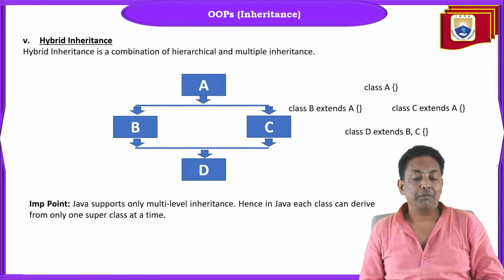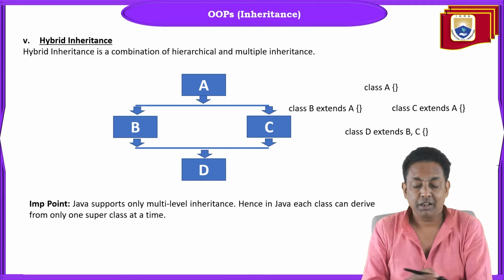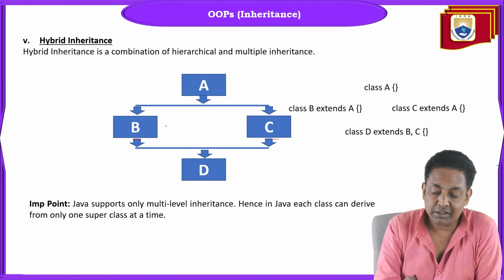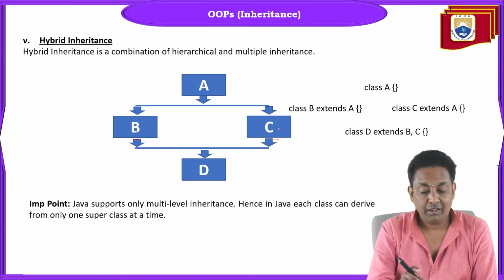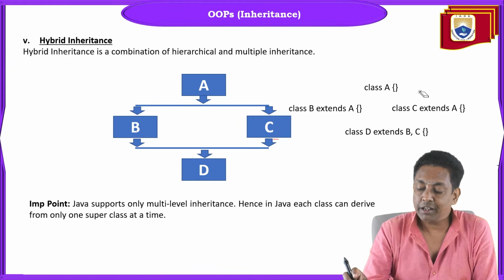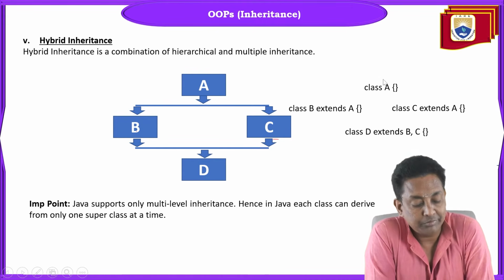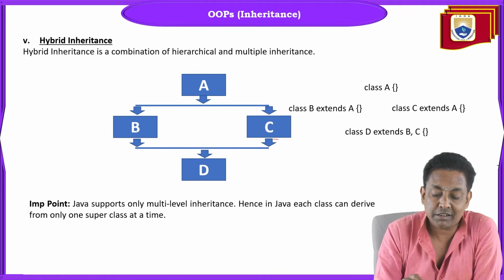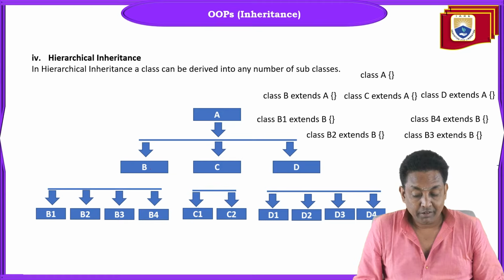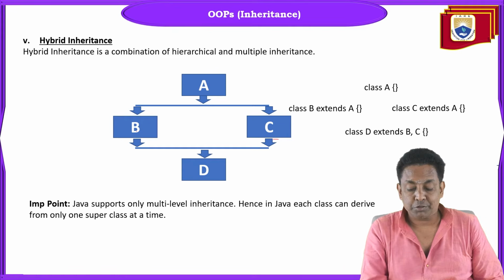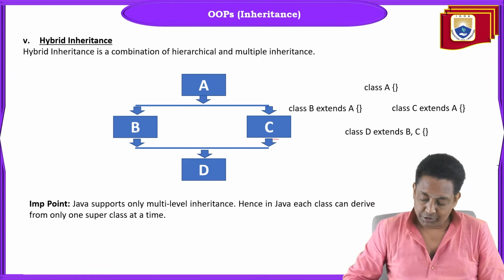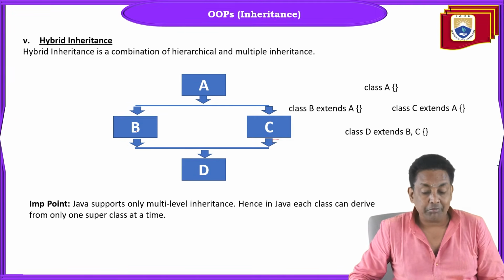Hierarchical. And coming to the hybrid, both B class and C class derived from A. D extends from both B and C. D extends B, C. B extends from A. C extends from A. So this is called hybrid inheritance. It's a combination of both hierarchical and multiple inheritance. Remember, Java supports only multi-level inheritance. Hence, in Java, each class can derive from only one superclass at a time.